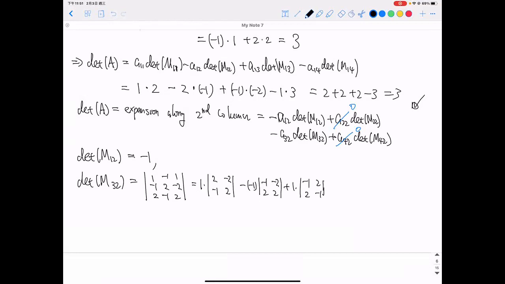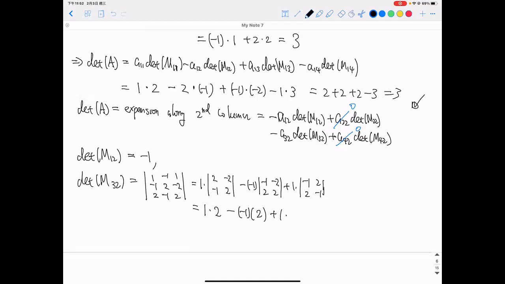Okay, so now we just compute. It's 4 minus 2, so it's a 2 here, minus minus 1. There's -2 minus -4, so -2 plus 4, that's a 2, plus this is 1 minus 4, -3. So this comes out to be 2 plus 2, that's 4, minus 3, that's 1.